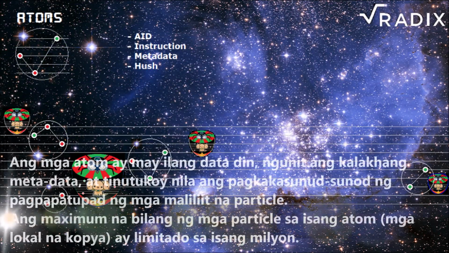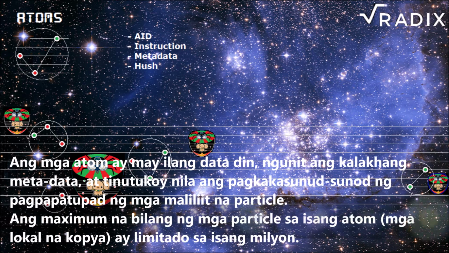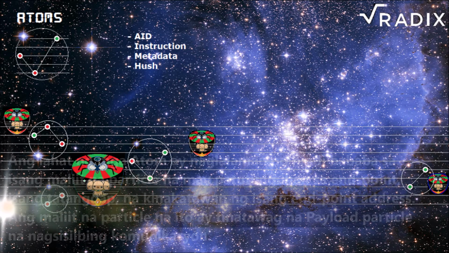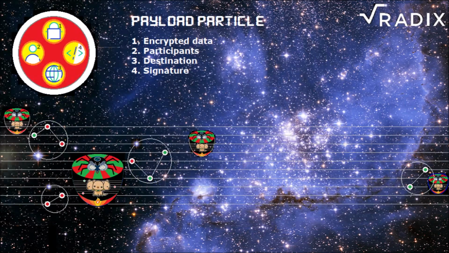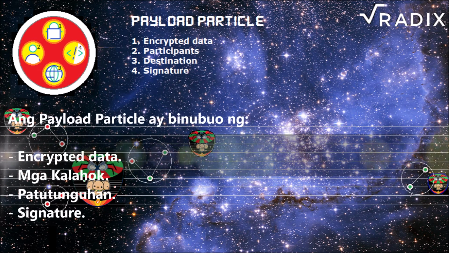Atoms have some data too, but it's largely metadata, and they define the order of execution of the particles. The maximum number of particles in an atom, local copies, is limited to 1 million. All atoms contain at least one particle having an endpoint destination, a receiver, represented by an endpoint address. This particle is called a payload particle, serving as communication. The payload particle consists of encrypted data, participants, destination, signature.